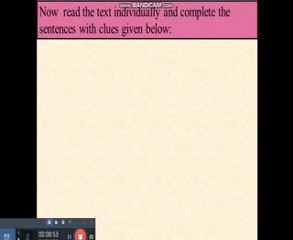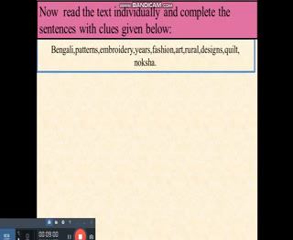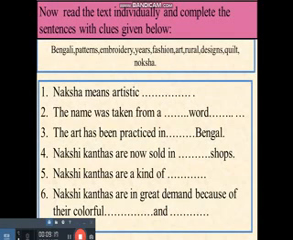Now read the text individually and complete the sentences with the words given below. Dear student, there are some words given in the box. You have to use them and complete the text using the above words. I think you can do it very easily. There are blanks here.